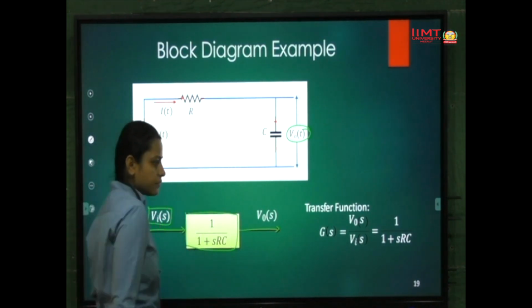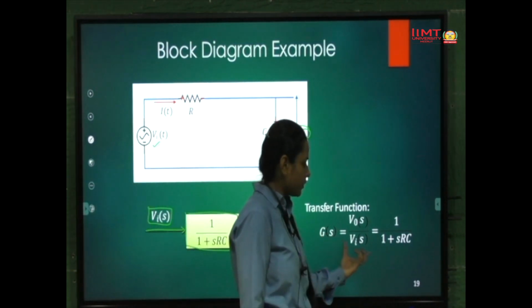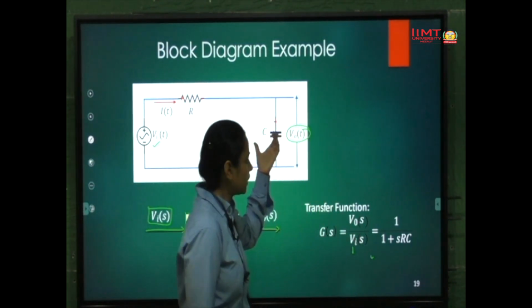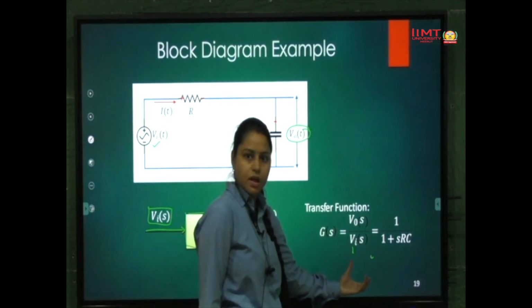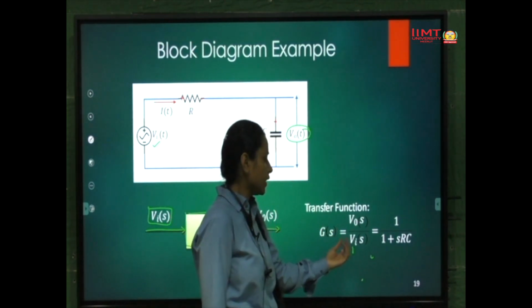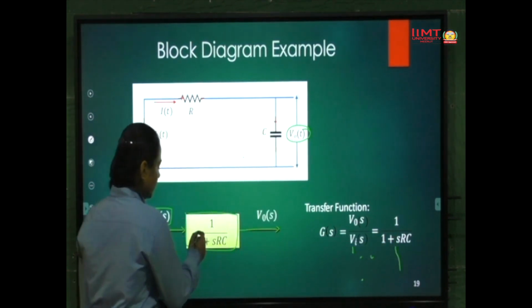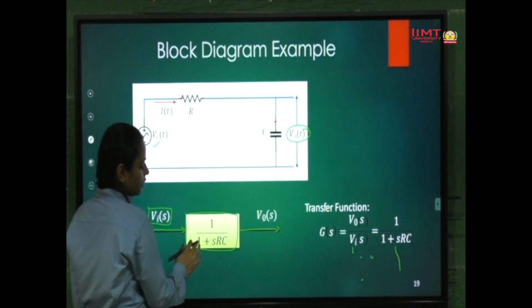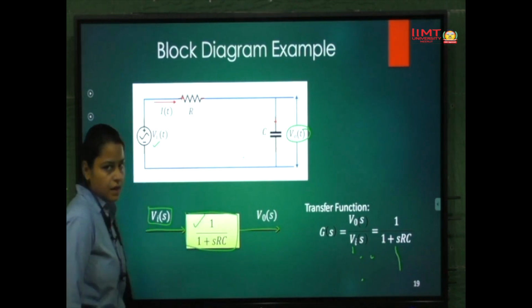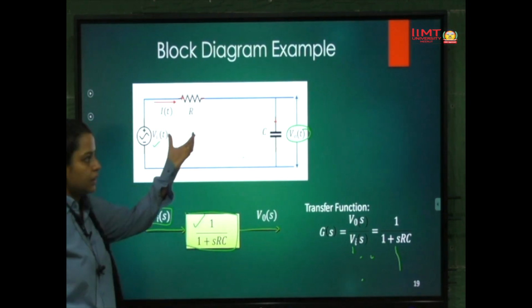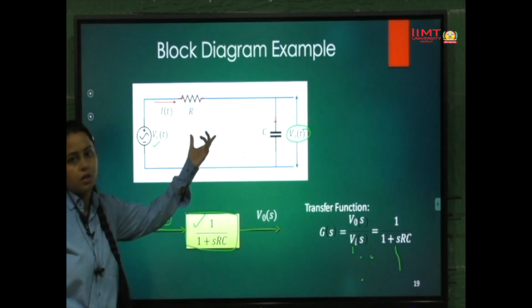What would be the transfer function? We have an equation, and from this we can calculate the transfer function using Laplace transform and mathematical modeling. We have Vo(s)/Vi(s) = 1/(1 + sRC). So the transfer function of this block is equal to 1 upon 1 plus sRC. This is the block diagram representation of this particular system.